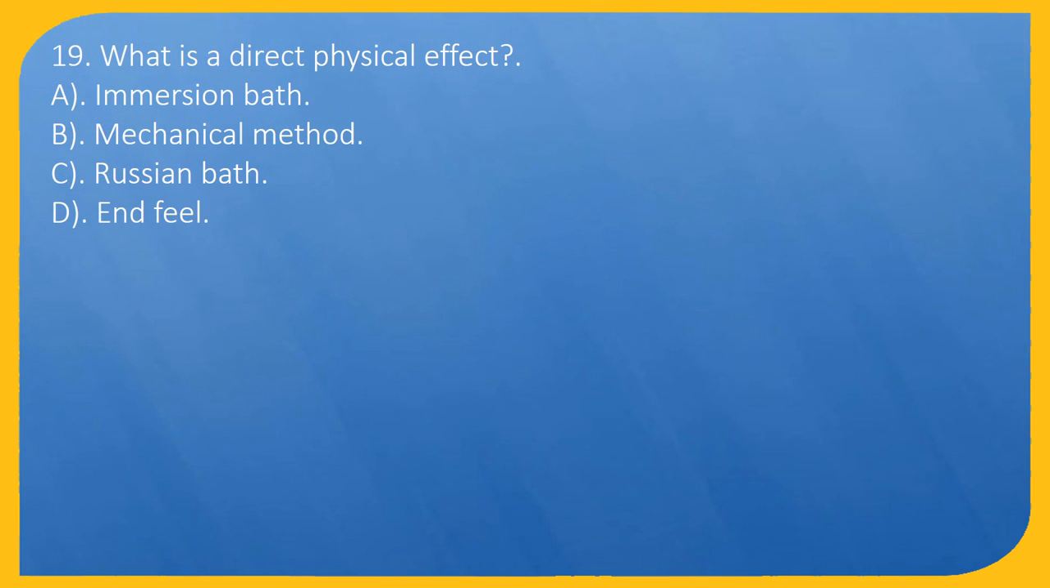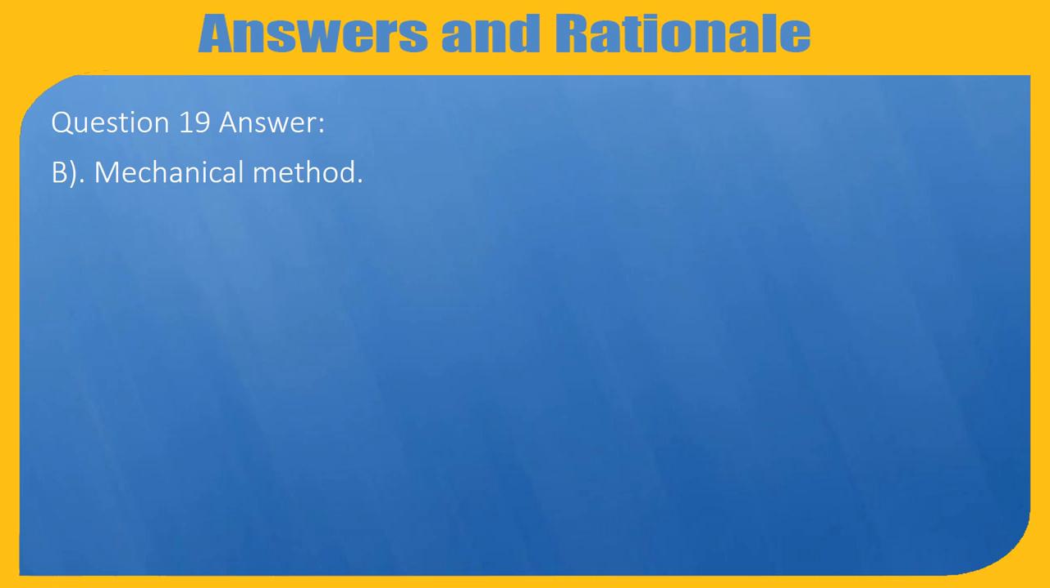Question 19. What is a direct physical effect? A. Immersion bath. B. Mechanical method. C. Russian bath. D. Onset of end feel. Question 19. Answer B. Mechanical method.